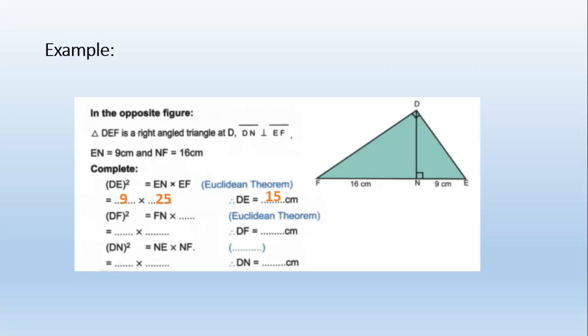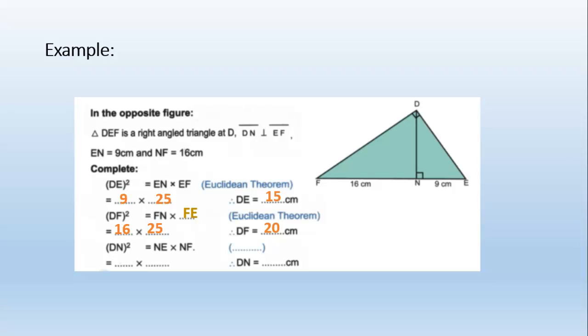The other requirement, DF power 2 equals FN times all the hypotenuse, which is FE. So DF power 2 equals 16 times 25, so it becomes 400, and we get its square root, so DF equals 20 centimeters.